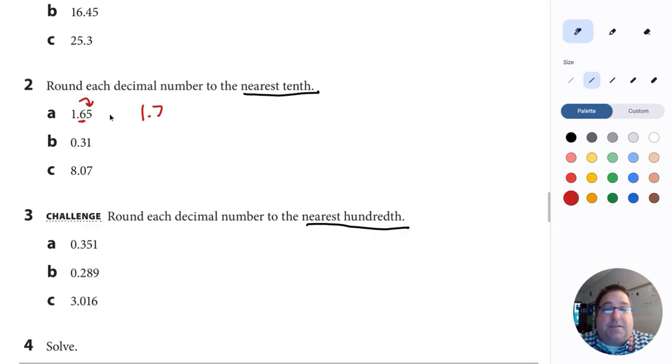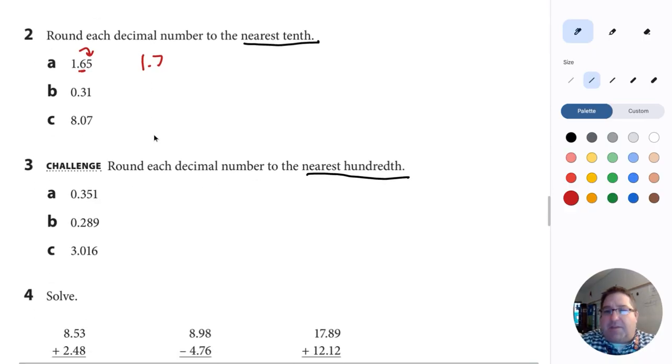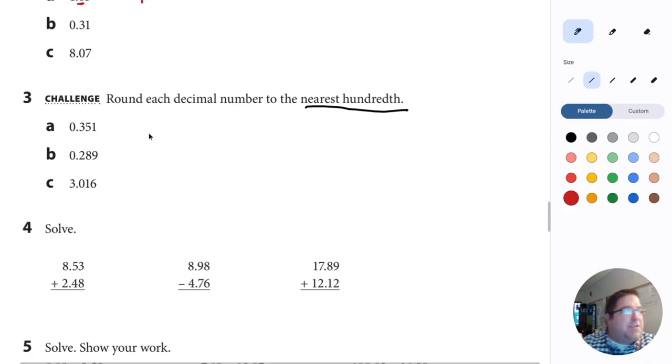So the nearest 10th, just start with the 10th and you look behind it. None of those are really that tricky. Now this is challenge. Are these really challenging? I don't really think so. Nearest 100th. Let's go to our 100th spot. We see a 5. I see a 1 behind it. So if it's just a 1, we're leaving the 5 alone. So we're going to write 35 hundredths.